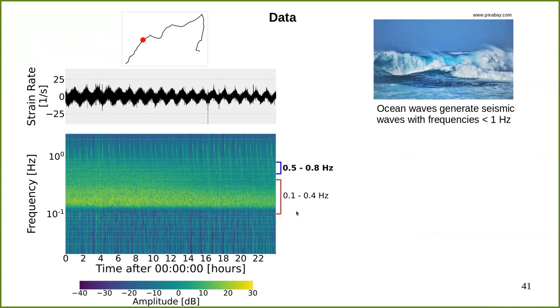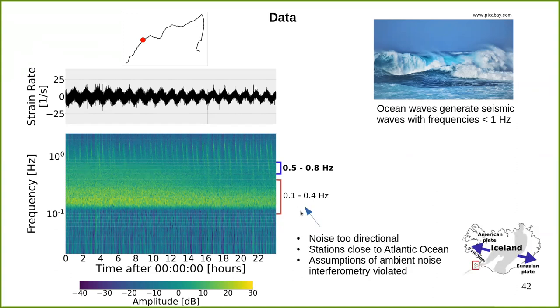However, and I won't go into detail here, we found that we can't use these frequencies. This is mainly because the noise in this frequency range is two-directional, emphasized by the fact that our stations are very close to the Atlantic Ocean, which provides really strong noise sources, and some assumptions that must hold for ambient noise interferometry are violated. So this is why we had to go to slightly higher frequencies, and we found that the frequency range 0.5 to 0.8 Hz yields reliable results.